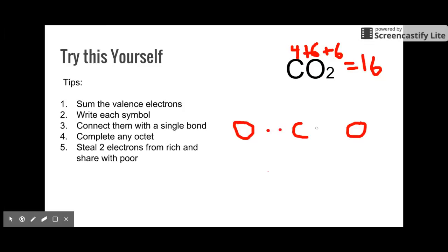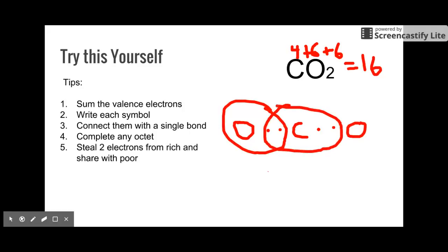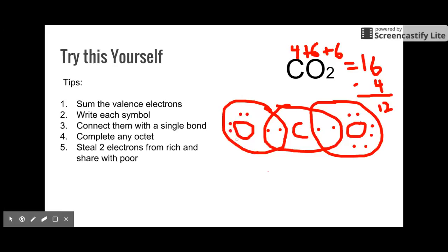So I'm going to connect this one with a single bond and this one with a single bond. And here's what that looks like. There's that one. There's that one. And there's that one. Okay, so I've so far used 4, so I have to subtract 4 from my 16. That leaves me with 12 left. So I'm just going to start filling and making sure everybody's happy with an octet rule as much as possible. So I'm going to do that to this oxygen over here. 1, 2, 3, 4, 5, 6. That one's happy. Then I can do this one just to be symmetrical. 7, 8, 9, 10, 11, 12. There, I've used all of my electrons.